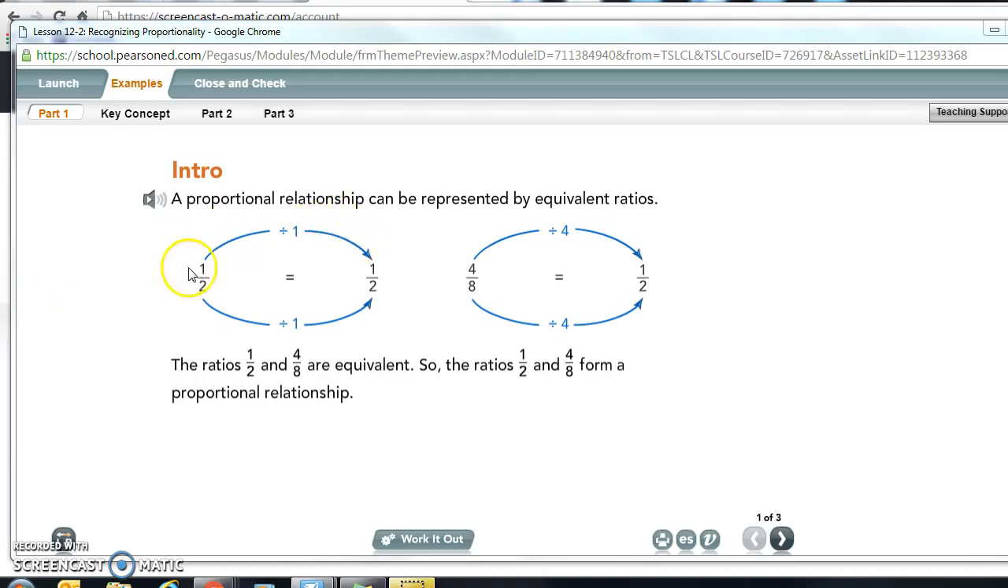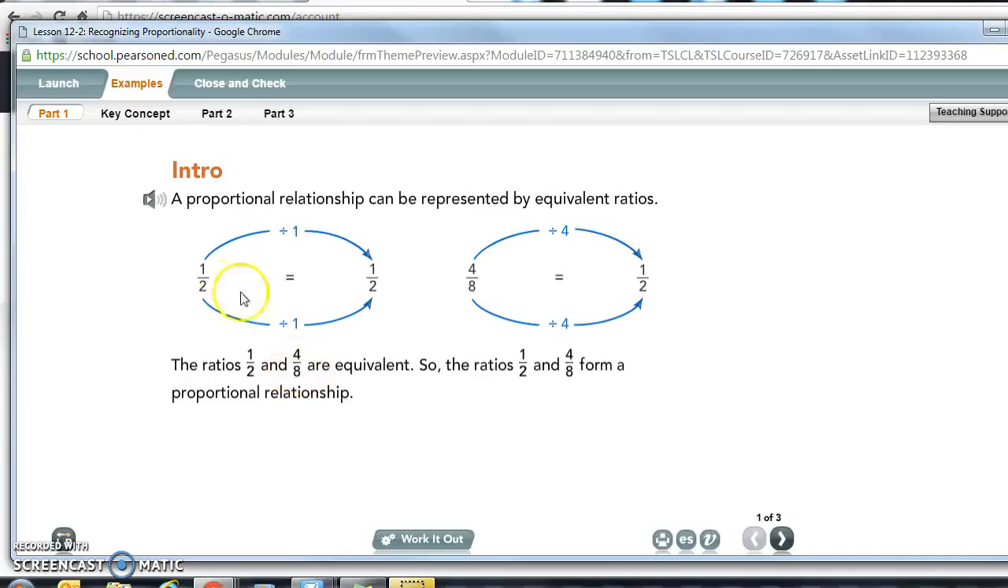So if we look right here, we know that 1/2 is equal to 1/2. We've talked about a balance beam, and if this equal sign is the center of our balance beam, we need to make sure that both sides are equivalent. So we know just looking at 1/2 and 1/2 that those are equivalent, but we know if we divide 1/2 by 1, because 1 divided by 1 is 1, 2 divided by 1 is 2, we're going to get equivalent ratios. So now let's look over here.